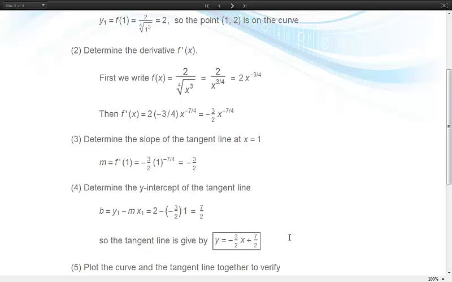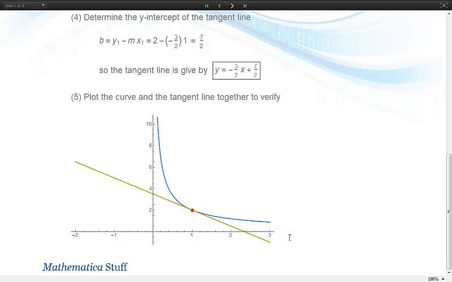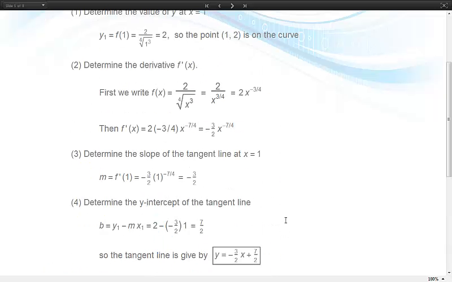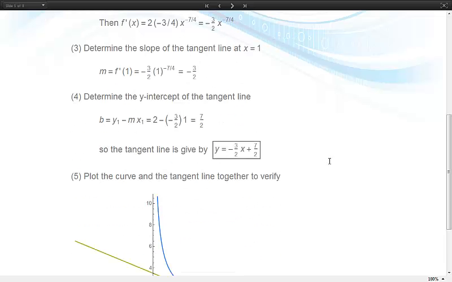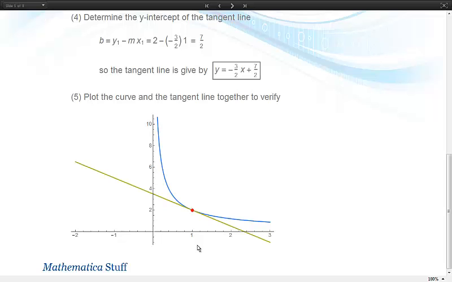How do we verify this? Well, we plot the curve and the tangent line together. You can do that on your calculator. Here is the original curve plotted, which is f of x equals 2 times x to the minus 3/4. And here's my point of tangency at x equals 1, y equals 2, and there's the tangent line, y equals minus 3/2 x plus 7/2. And it looks proper, and you can verify that it really is the right answer.